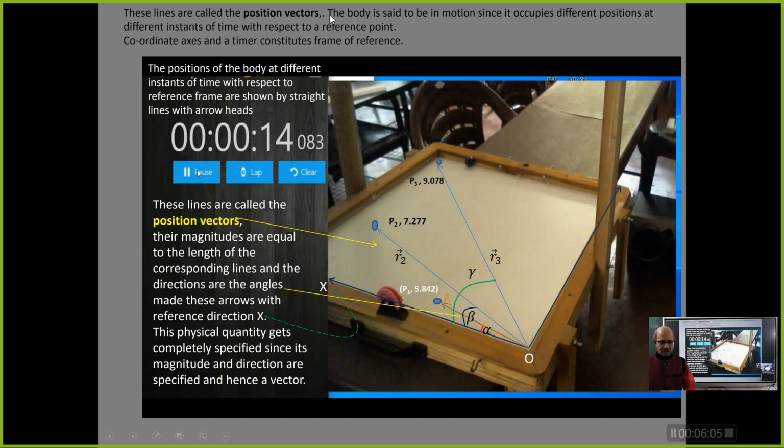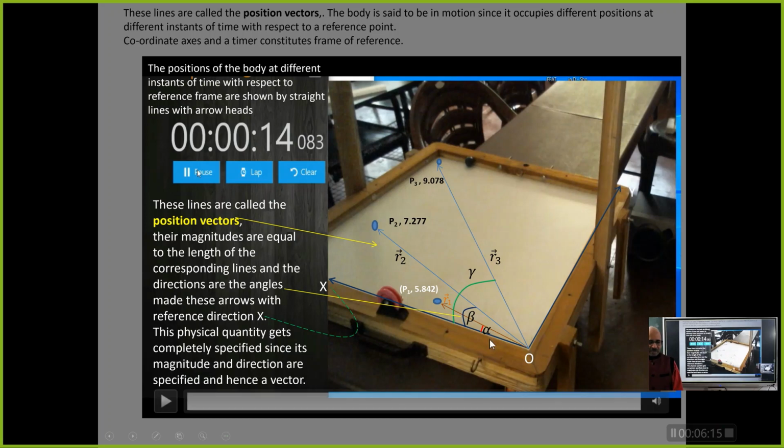The body or the particle is said to be in motion since it occupies different positions. Now please understand, as the body is traveling, what is it doing? These are all the points in space. What is space? A collection of points. The body is going through all these points as it is moving.